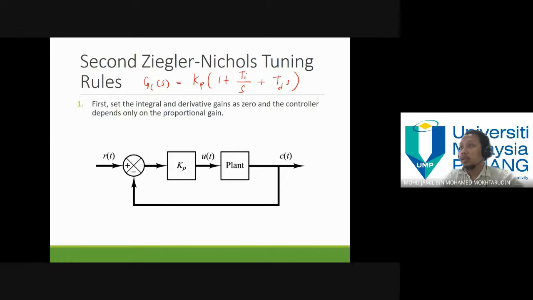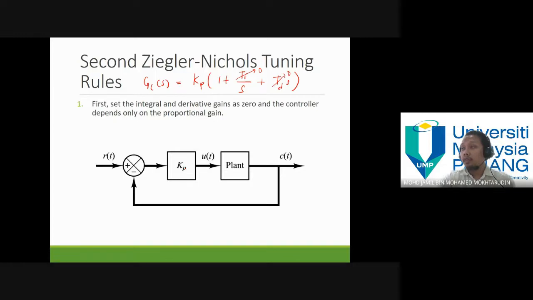Okay, so in the second Ziegler-Nichols method, we assume that the integral and derivative gains are set to 0. So we are only left with Kp. The controller depends only on the proportional gain. Okay, so we have only Kp here.